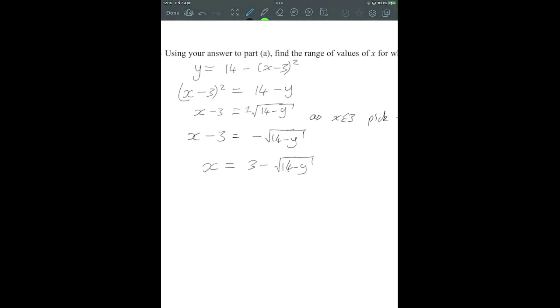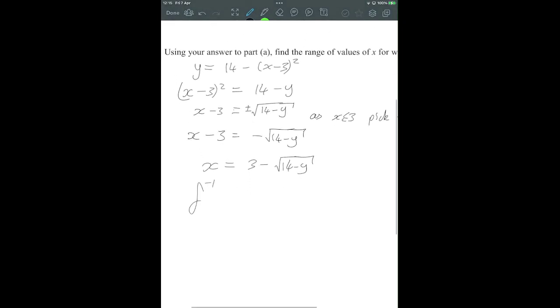Remember why we did that? We did that to write down the inverse function. To write down the inverse function, we swap the x and y and we rename. So my inverse function, and I didn't rename, is as so. Okay, well the question asks us to find the range of values for which this is negative. So we're trying to find f inverse of x is less than 0. Well, what does that mean? 3 minus root 14 minus x is less than 0.